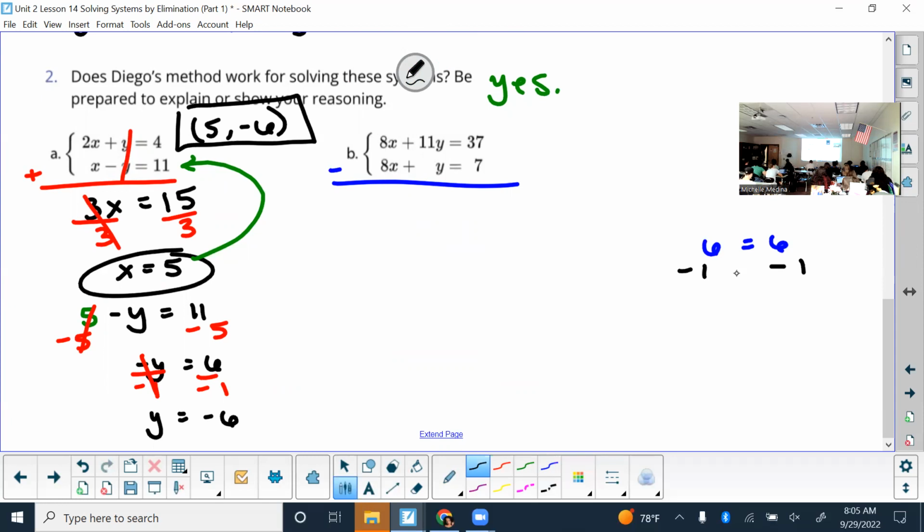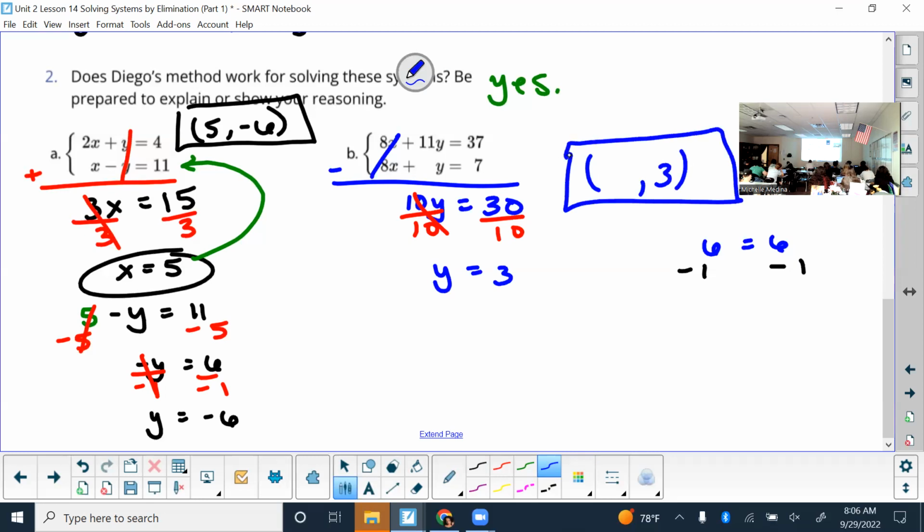So let's do that. What's 8x minus 8x? 0, it goes away. What's 11y minus y? 10y. So I have 11y, then I take away one of them, I have 10 left. And what's 37 minus 7? Solve for y. What's opposite of multiplying 10? Good. What does y equal? 3. All right, so my coordinate is something comma 3, so y goes second.